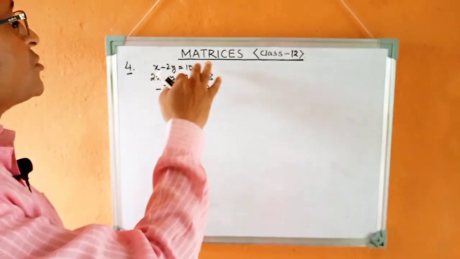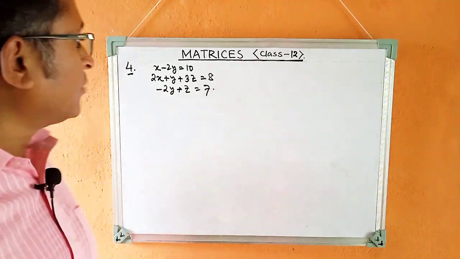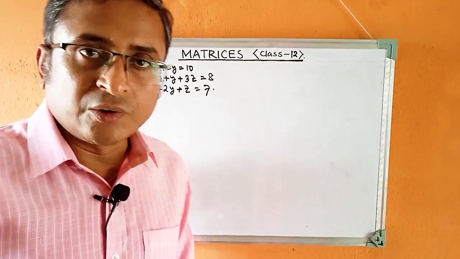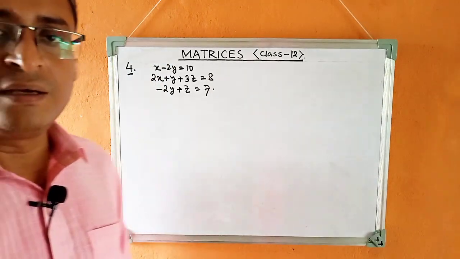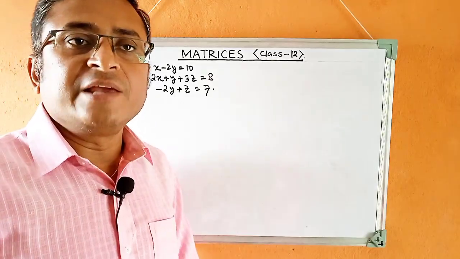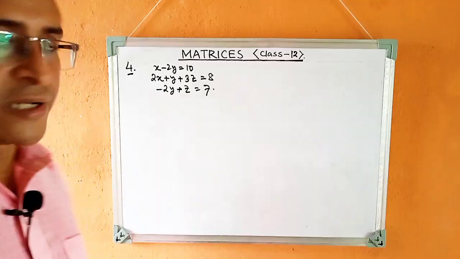The first one is x minus 2y equal to 10. The second one is 2x plus y plus 3z equal to 8. And the third one is minus 2y plus z equal to 7. So the question is, by using the matrix method, another name is Cramer's rule, solve this system of linear equations. Okay, how to find?